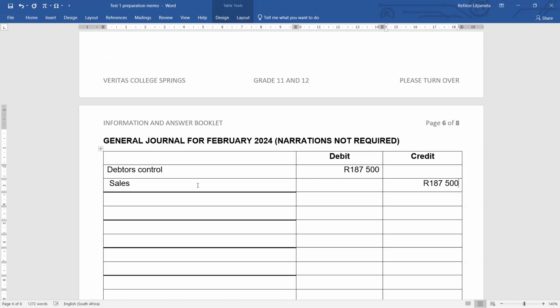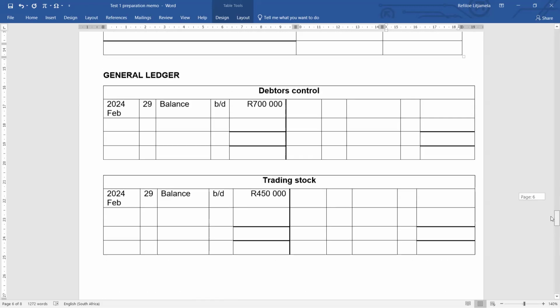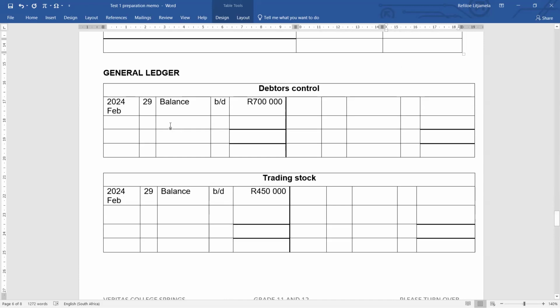Do you see I debited debtors control, and what did I credit? I'm going to go to those accounts in the general ledger immediately. So what must I do to my debtors control? I'm going to debit it by sales. This comes from the general journal, and the amount will be 187,500. And just leave it like that.